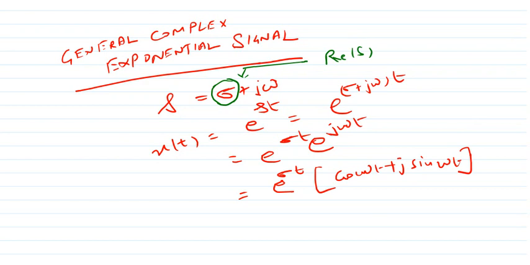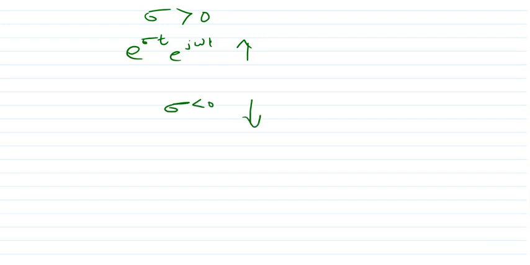Now if we further see, if we have sigma greater than 0, then e raised to the power sigma t times e raised to the power j omega t is basically an increasing exponential. If sigma is less than 0, then it is a decreasing exponential.